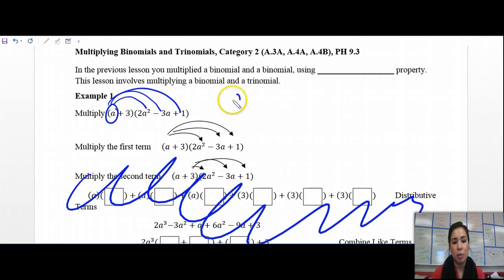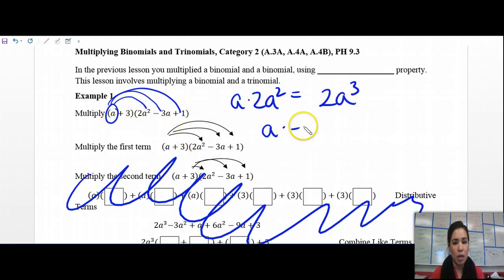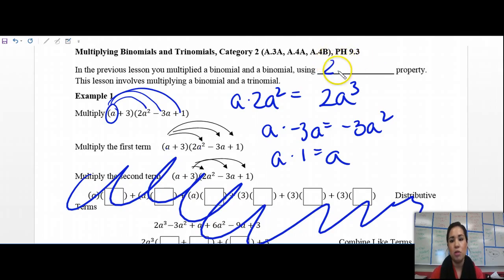So it's going to be a times 2a squared. I know what that is. That is 2a cubed. And then I'm going to do a times a negative 3a, and I know what that is. That's going to give me a negative 3a squared. And then a times a positive 1, and that's just going to give me a. So let's write all that out. So we have 2a cubed minus 3a squared plus a. Okay, we did the first one.